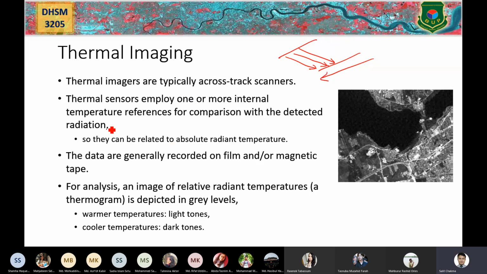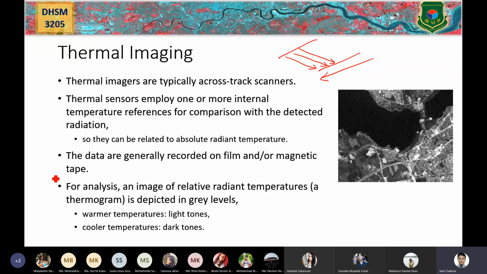So just like that, in thermal sensors, the sensor has some references of the signal. The signal that comes in is compared with the reference signal, and they say that, all right, the temperature is 30 degrees Celsius, or the temperature is some Kelvin on the surface. So that's how they measure the thermal signals from the surface of Earth.